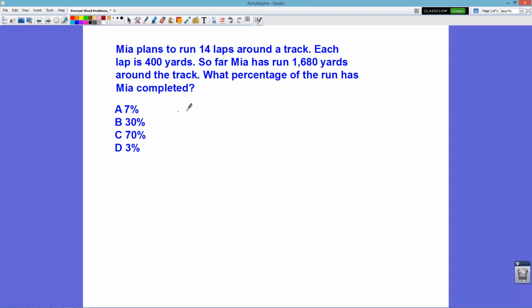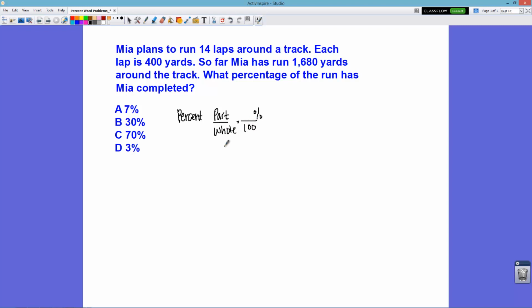Okay. I can tell from the problem that I'm looking for a percent, so I'm going to write down what I know about percent. First of all, I know that when I'm looking for a percent, it's going to represent a part over some whole. And percent is always some number over 100. So that's a good start.